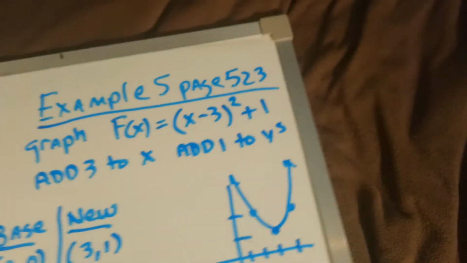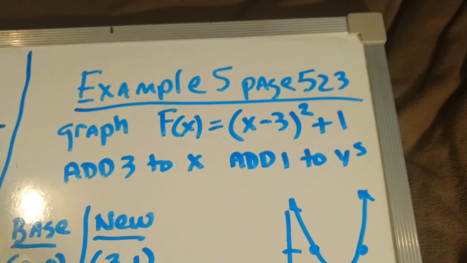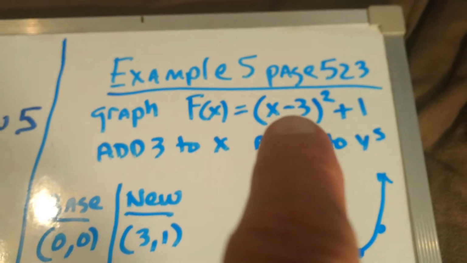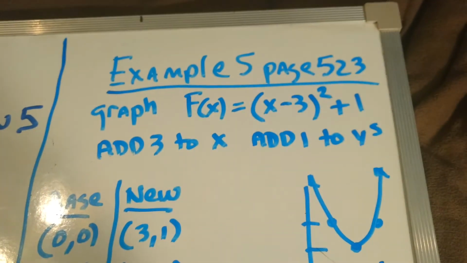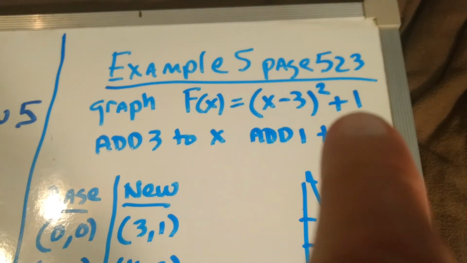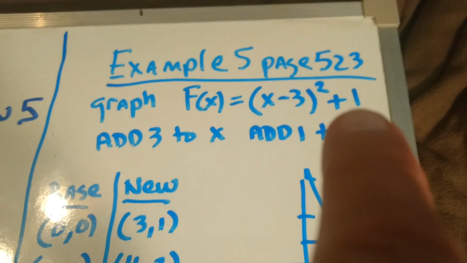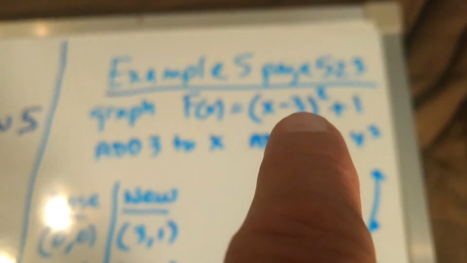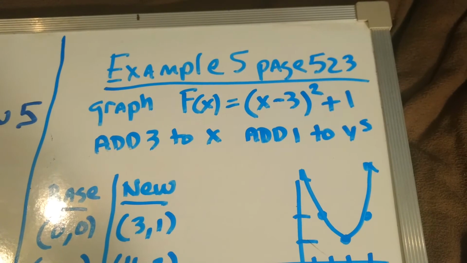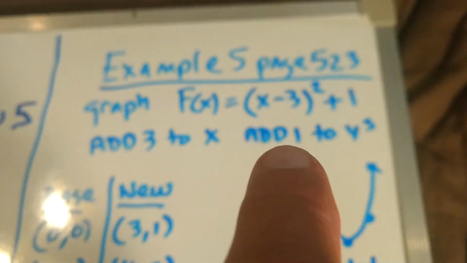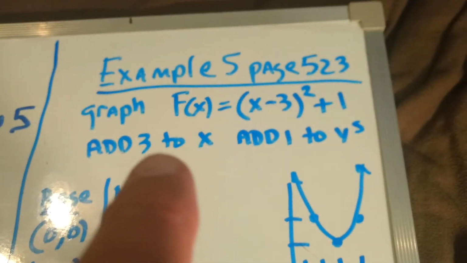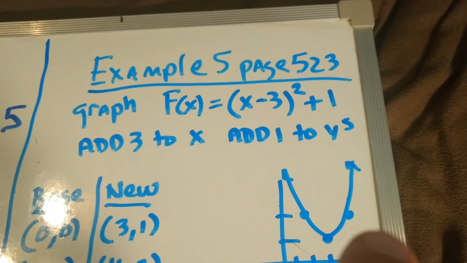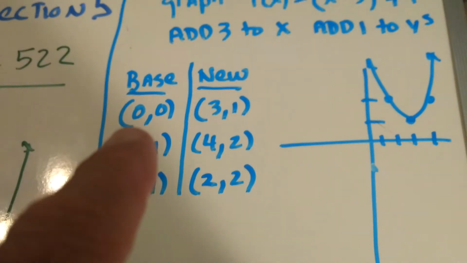There's an example here where they're both in one equation. Here we have f of x equals (x minus 3) squared plus 1. Notice the plus 1 is on the outside of the square. So that means we're going to add 1 to all my y's. Notice the 3 is being subtracted directly from x. So I'm going to add 3 to all my x's. Remember, I take that x minus 3, set it equal to 0, and solve, and I get a positive 3. So let's look at our ordered pairs.